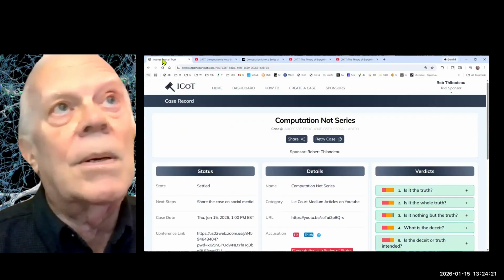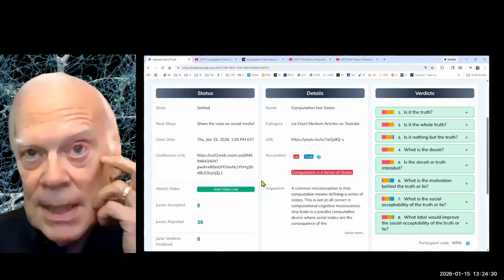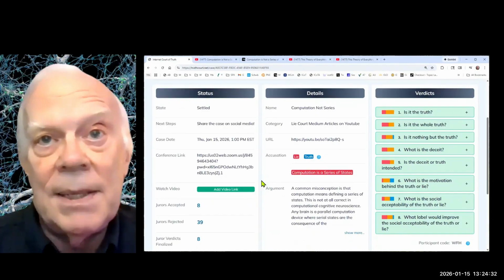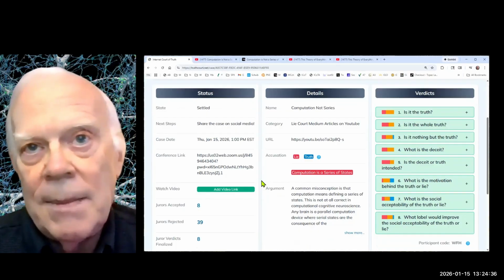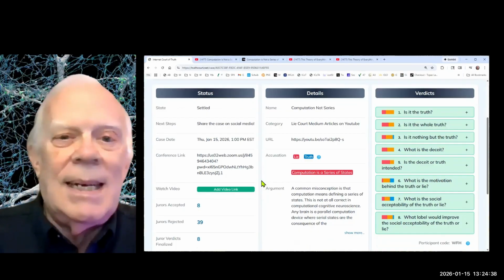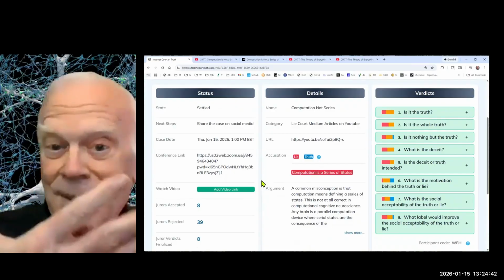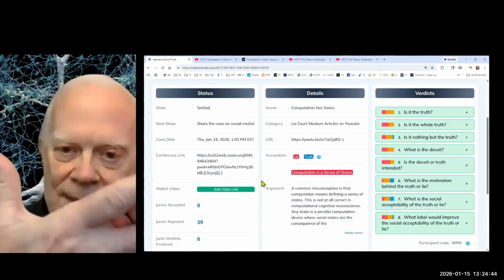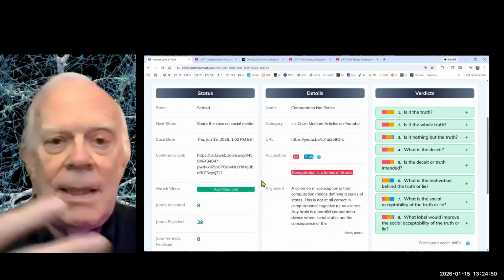I'm going to go through my verdicts on it. It's a common misconception that computation means defining a series of states. This is not at all correct in computational cognitive neuroscience. So when we were talking about perceptrons, for example, that sounds like a series of states. You have to take the weighted sum of all the inputs and it has an output.